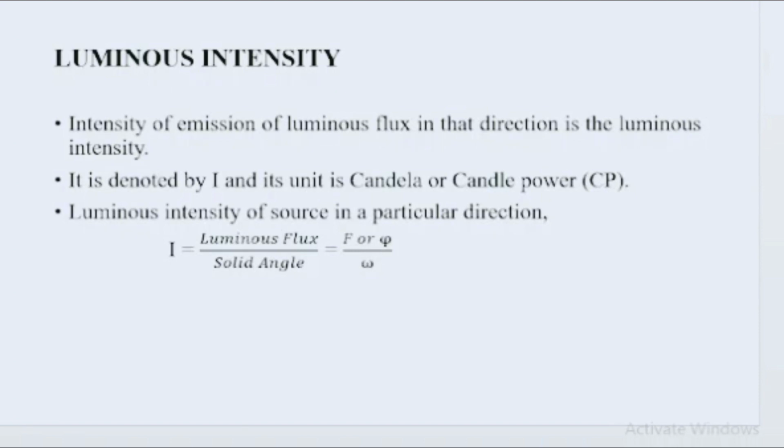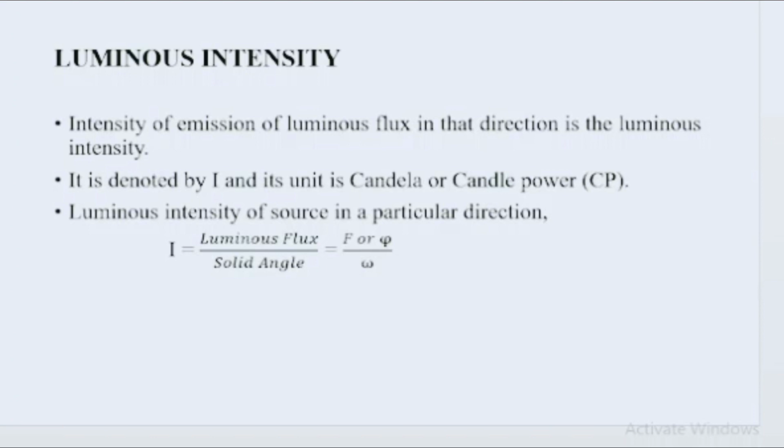Okay. Next line, luminous intensity. For the directions, we have multiple directions, right? So the light will be emitting. The emission of luminous flux in a certain direction is called luminous intensity. Basically, luminous intensity is denoted by I and its unit is candela, or candle per C. So, the definition is: the emission of luminous flux in the direction is the luminous intensity.